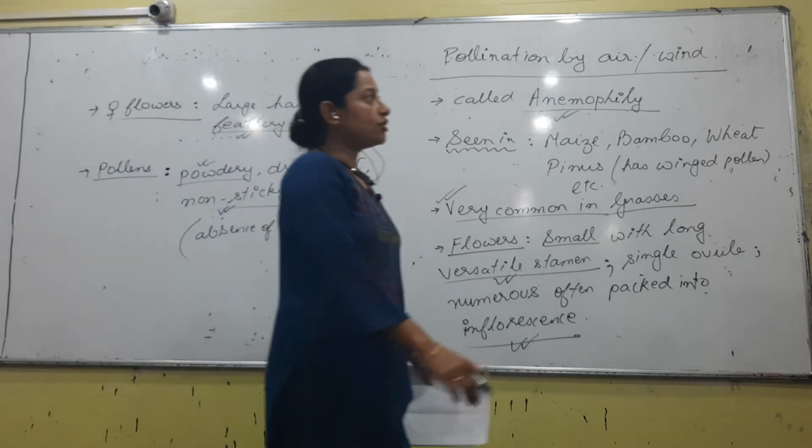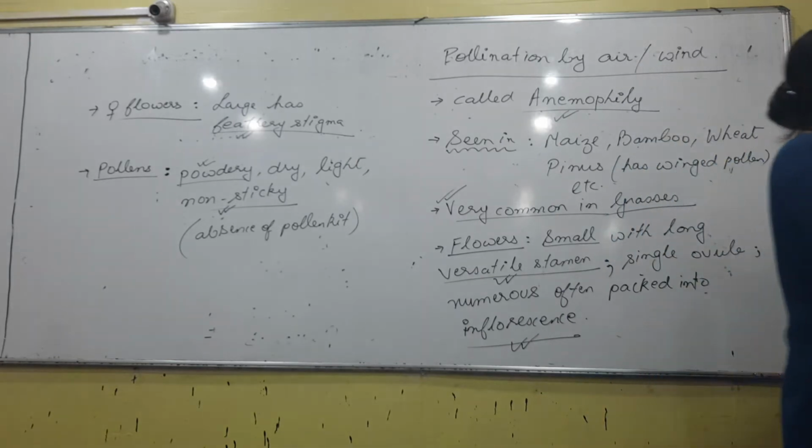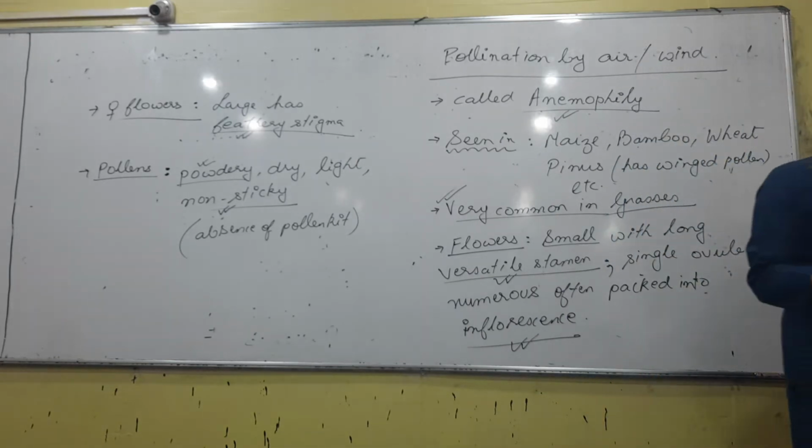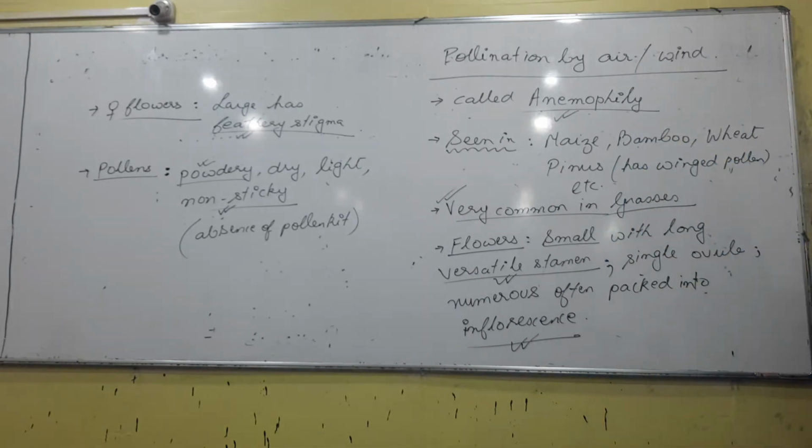Okay, so we are talking about agencies of cross-pollination. If you are talking about the first abiotic agency, it is air or wind. What is the question that is asked? The points I have ticked are the points that you will study. Anemophily is pollination by wind or air.